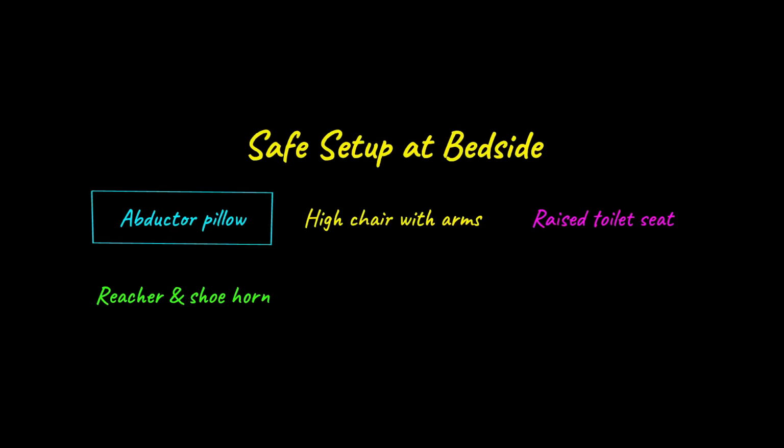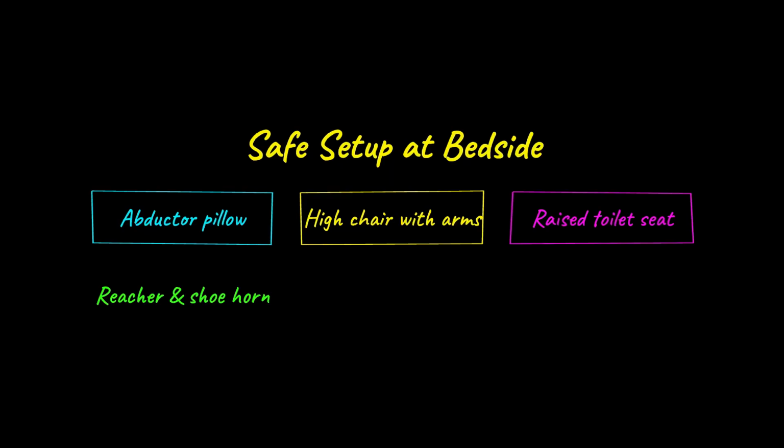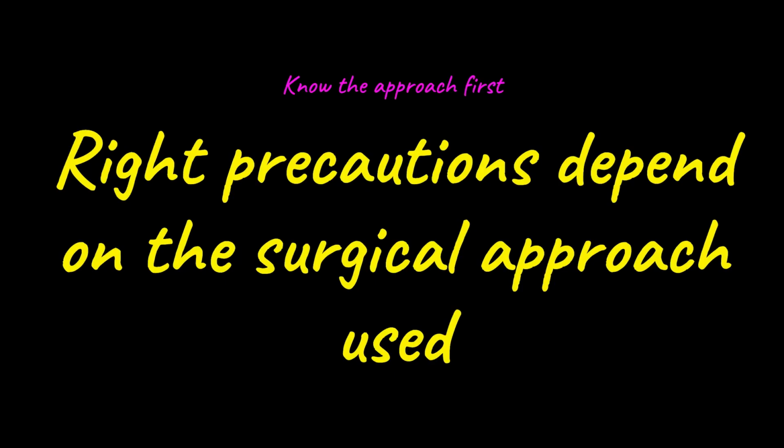In practice, this means an abductor pillow in bed, a high chair with arms instead of low couches, a raised toilet seat, and a reacher or long-handled shoehorn for dressing without bending too far forward. Watch for exam traps that allow crossing legs or deep flexion, or that forbid all movement entirely. The goal is safe movement, not no movement. And always confirm posterior versus anterior approach since the precautions differ.